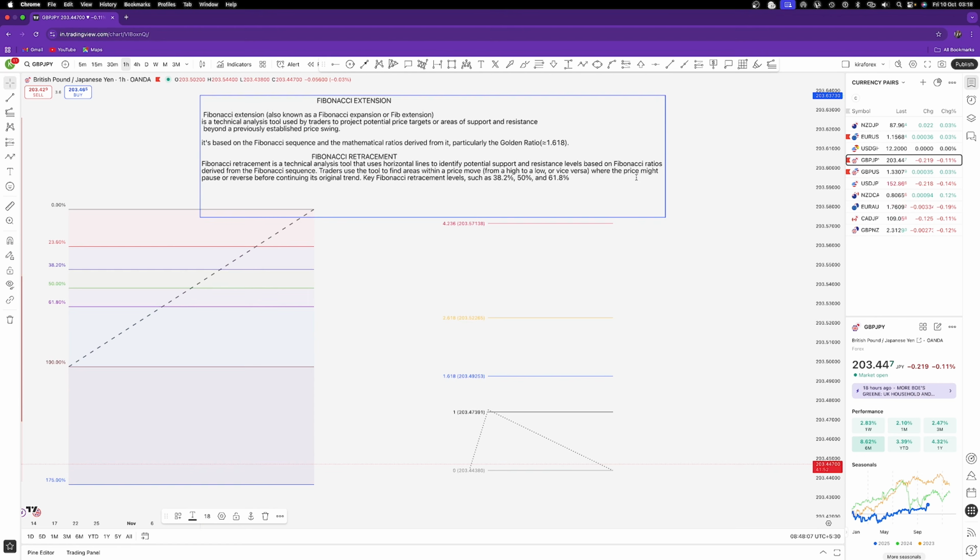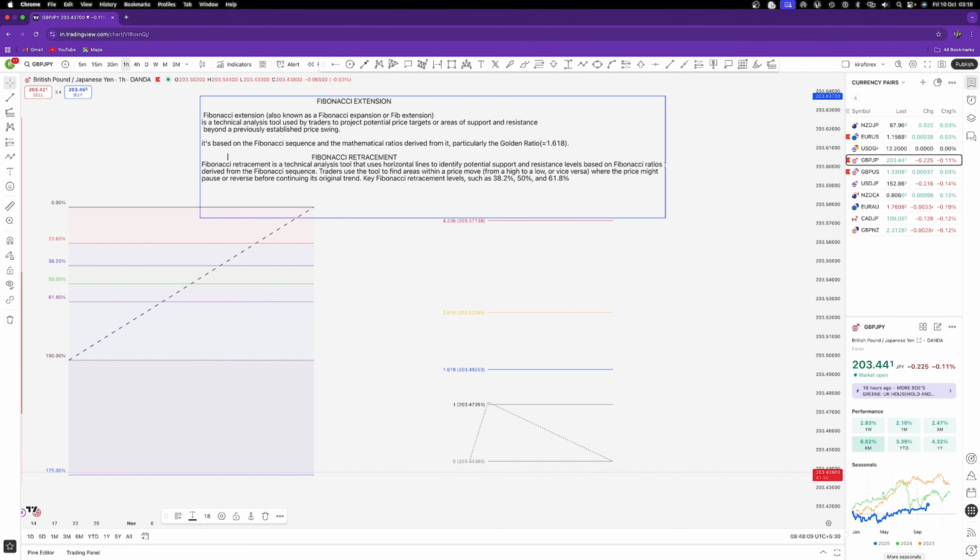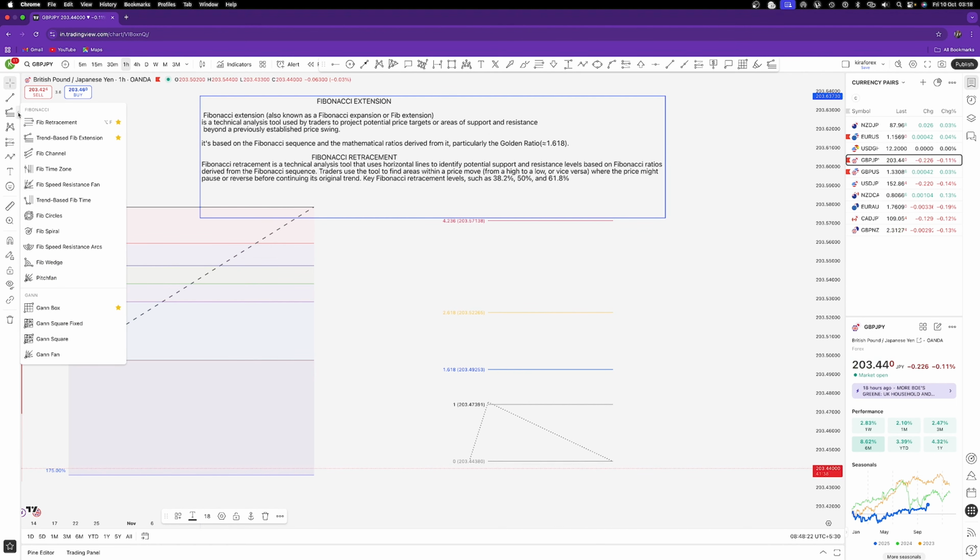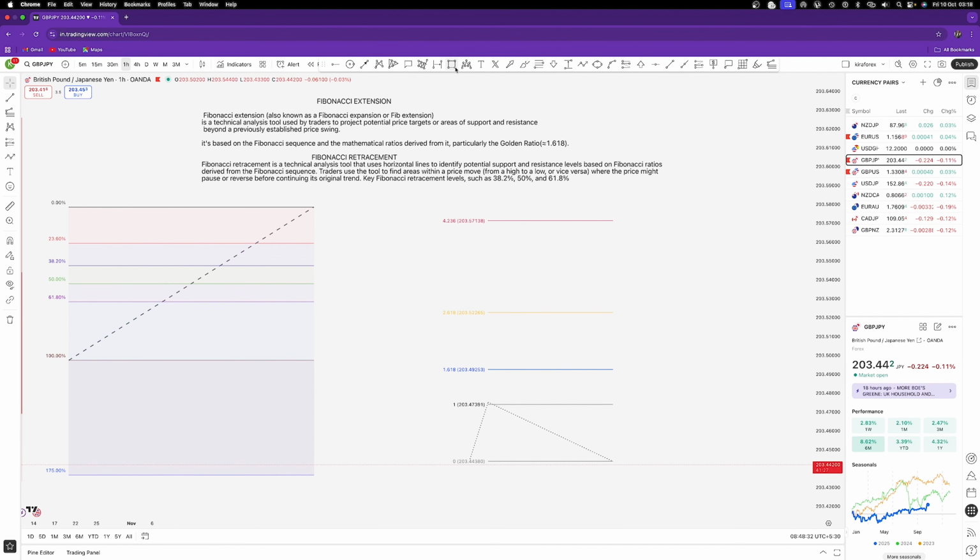Now, how do you find the Fibonacci retracement and Fibonacci extension tool on your TradingView? When you come to the left side, you just click here. You see the arrow after this. So first, second, third, you just click on the drop down menu here. You see the Fibonacci retracement and Fibonacci extension. You can see that I have starred mine, which means that I have added it to my tools here. So anytime I need it, I'll just come to where my tools are and pick it.